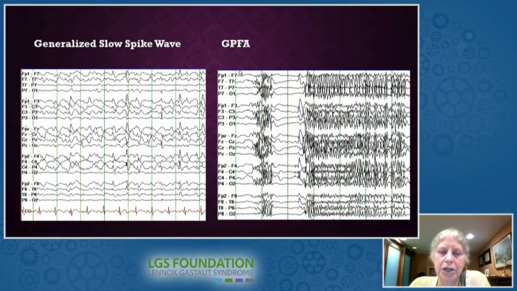So here is the EEG feature. We see this generalized slow spike wave, not super well organized, sort of 2.5 hertz at best. And then we see this generalized paroxysmal fast activity. This is a pattern that we typically see in sleep, and this can often be associated with subtle tonic seizures, but not always.